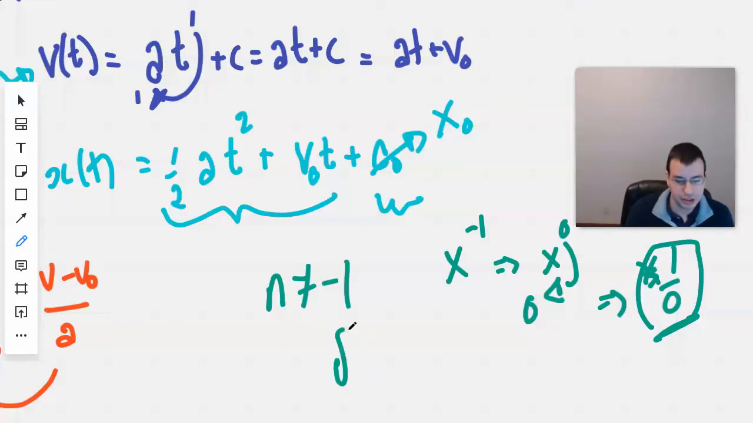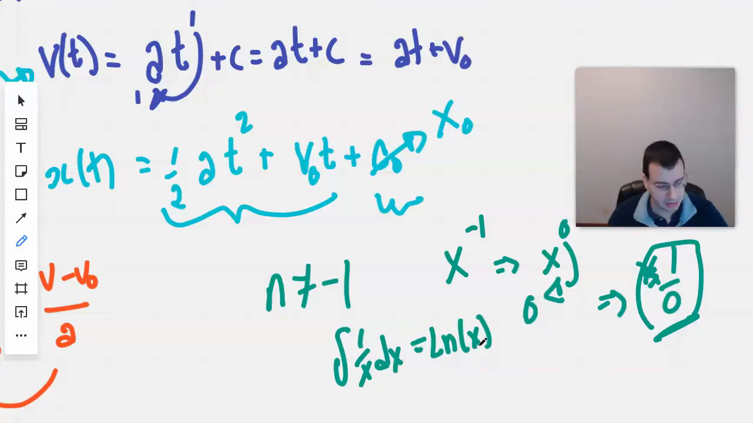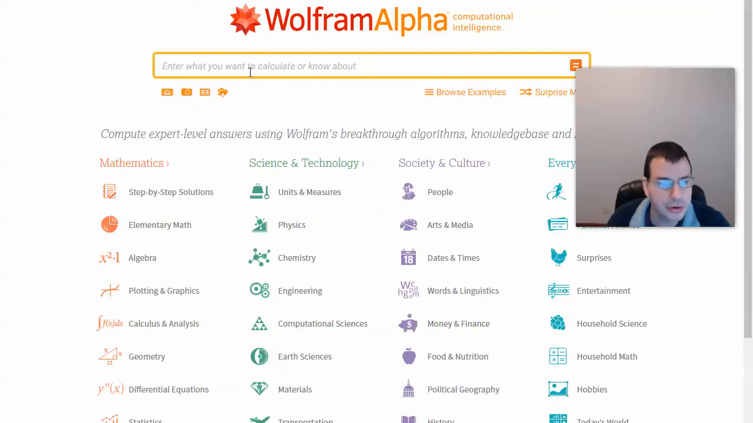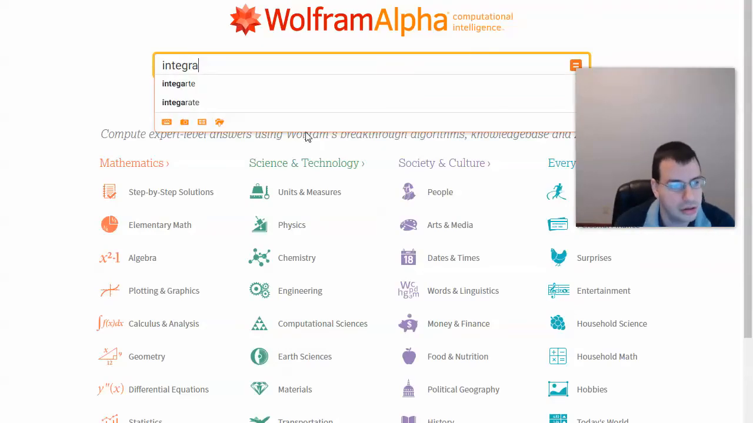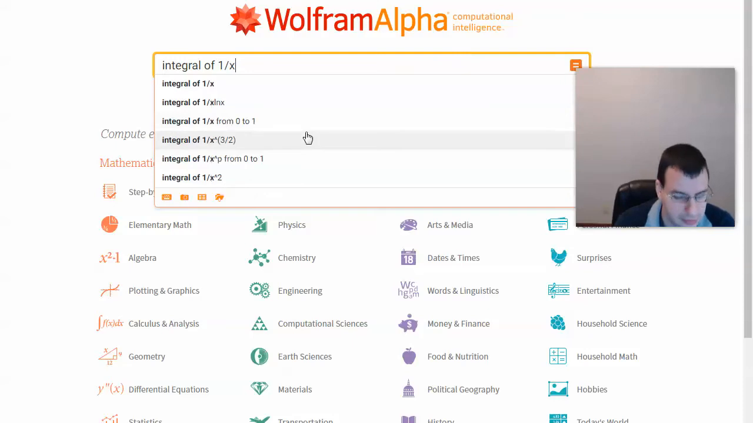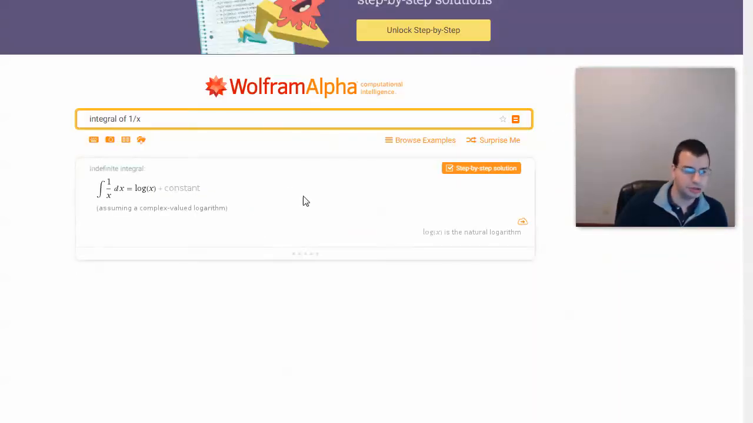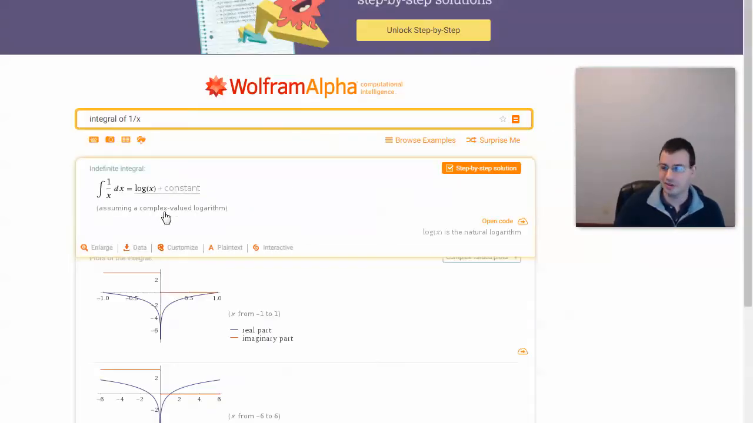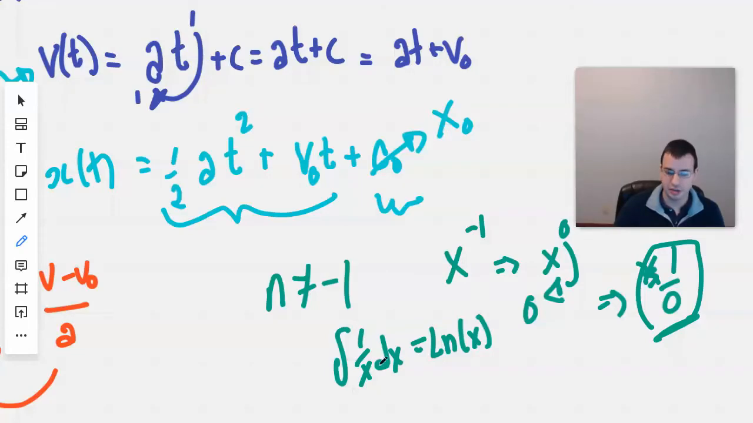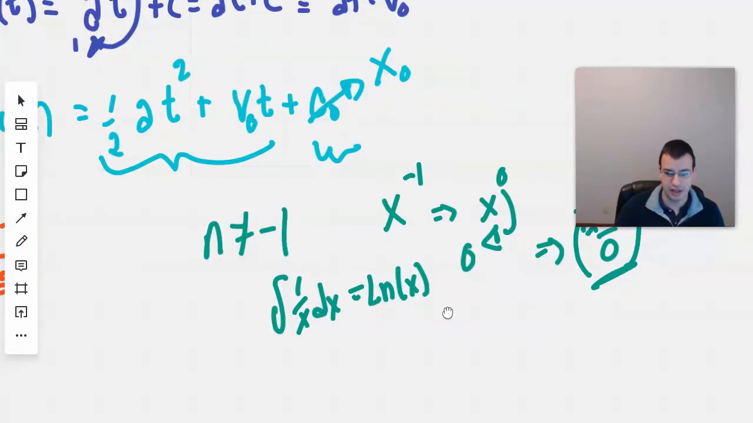So the integral of 1 over x dx equals natural log of x. I should verify that. Integral of 1 over x. Make sure the world doesn't explode. Bam. Natural log. Wolfram Alpha writes log of x, which is fine. Natural log of x. So traditionally it's thought of as the integral of 1 over x equals natural log of x.